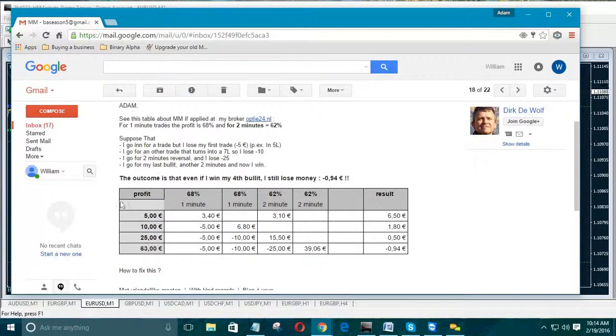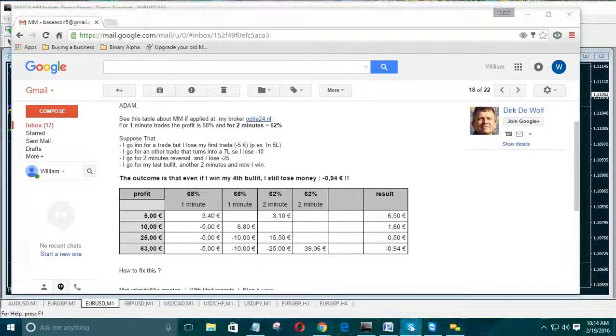But just create the money management in such a way that whatever payout you're getting, of course, these numbers will recover. For your second bullet, for instance, I can't remember a time when we ever use a second bullet to go for a 2 minute unless you skip a trade. So just mess around with the money management and try to figure out for your particular broker what will work there.